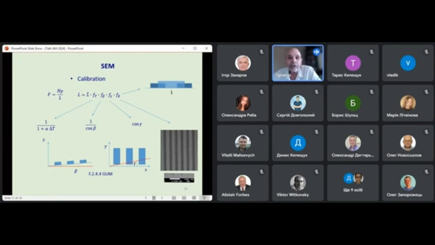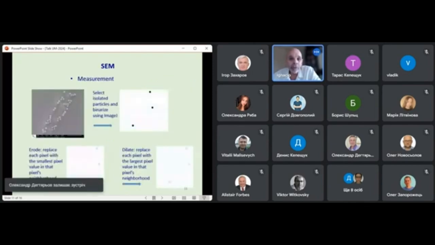So let us now turn to the actual measurements of the particles in an image. Here I show an image of polystyrene nanospheres. Photographs such as this are, of course, taken by the microscope itself and are generally processed with the software called ImageJ, which is an open source image processing program that is widely used in electron microscopy.